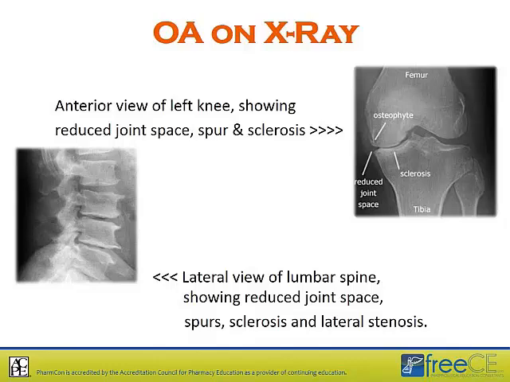On the lower left image, we have a lateral view of the lumbar spine, and you can see reduced joint space, especially between lumbars number 3 and 4 and 4 and 5. You'll also see various joint spurs, sclerosis or whitening of the bone in response to the injury, and also lateral stenosis, which is a narrowing of the space behind the vertebral bodies where the spinal nerves come out to innervate various muscles and joints and organs.